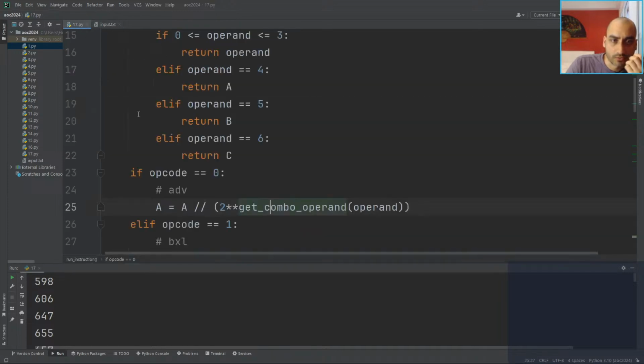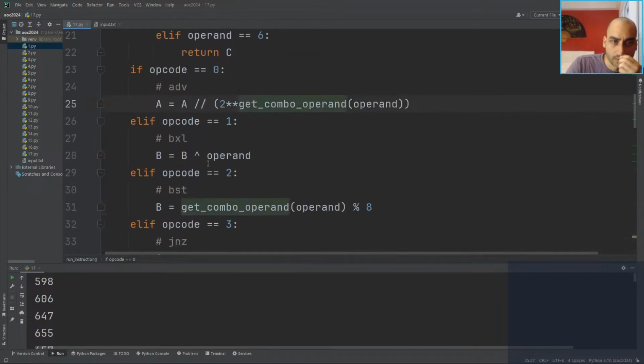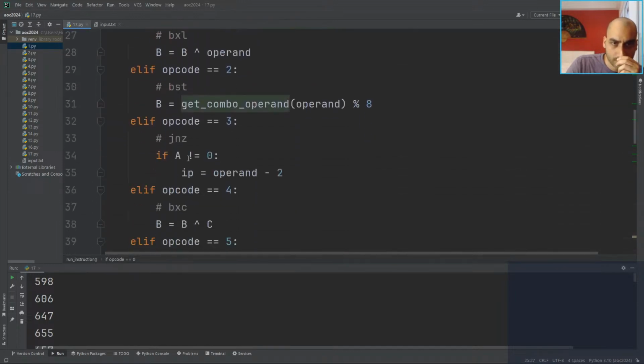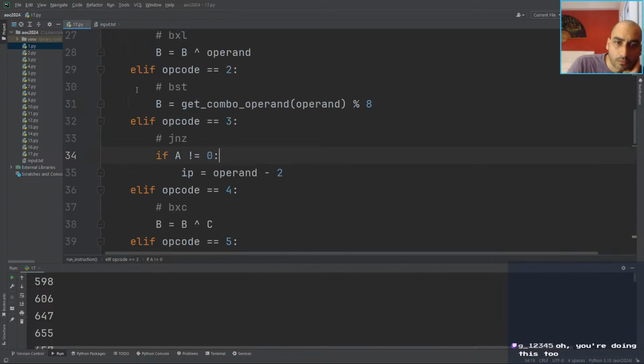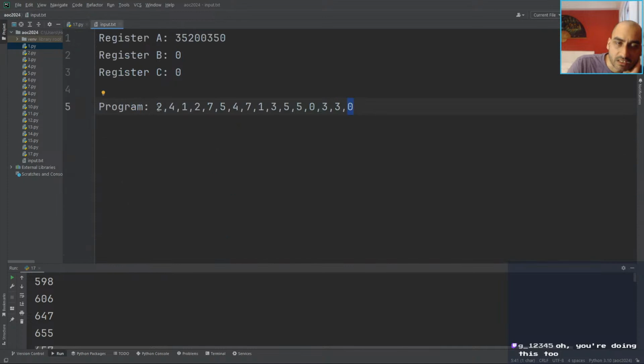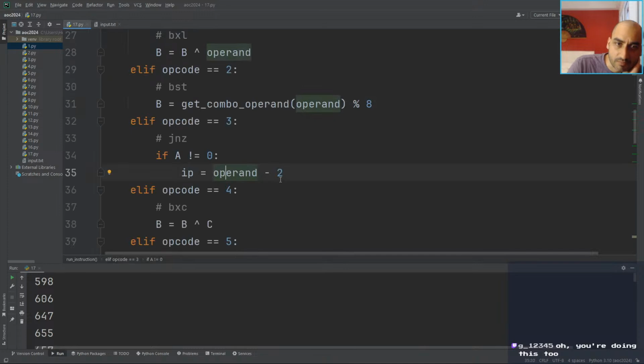Then we go to 3, 0, which is the jump. If A is not equal to 0. So when A is 0, we finish. And we jump 0. IP equals... Jump back to the beginning. So this is... okay, I'm starting to see a bit more structure here now. We're not jumping all over the place. We're actually always jumping to 0.